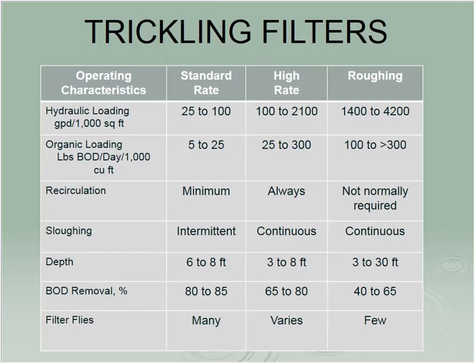High-rate filters have a much higher flow rate from a hydraulic standpoint. We're always recirculating here. Sloughing is continuous because of that high rate, so we're always knocking material off the media.